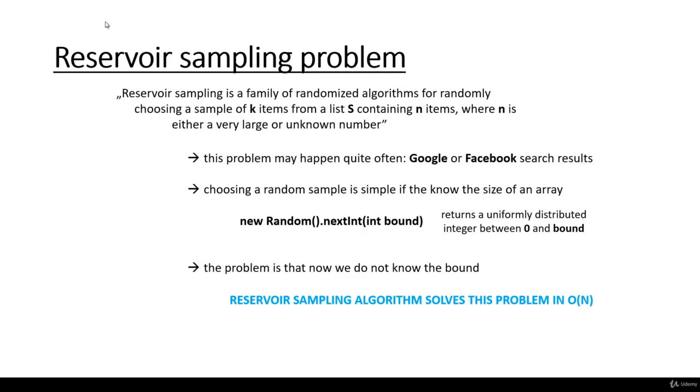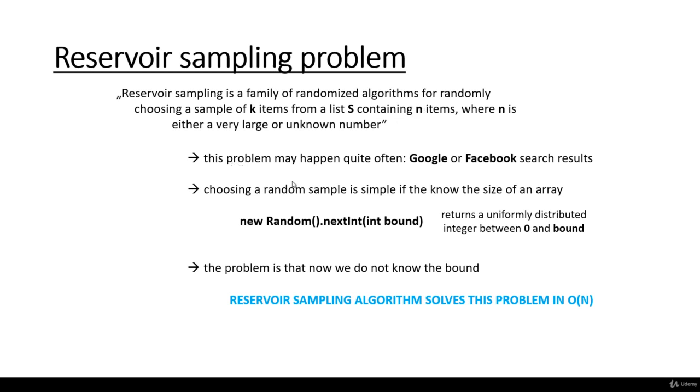Thanks for watching. In this lecture, we are going to talk about the so-called reservoir sampling problem. So first of all, what is the problem itself? Reservoir sampling is a family of randomized algorithms for randomly choosing a sample of k items from a list containing n items, where n is either a very large or unknown number. Usually, we are dealing with this problem that we don't know the size of the given array.